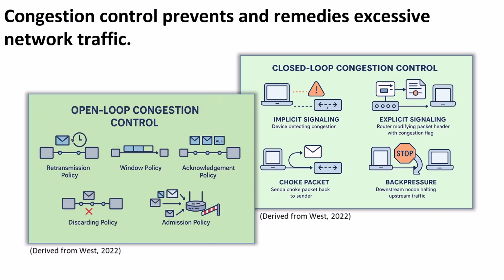Closed loop strategies respond after congestion begins. Implicit signaling detects delays or missed acknowledgements. Explicit signaling marks packet headers. Choke packets tell senders to slow down. Back pressure pushes warnings upstream. Used together, these techniques keep traffic flowing and performance stable. Next, we'll see how QoS gives critical traffic the VIP treatment it needs to stay reliable.